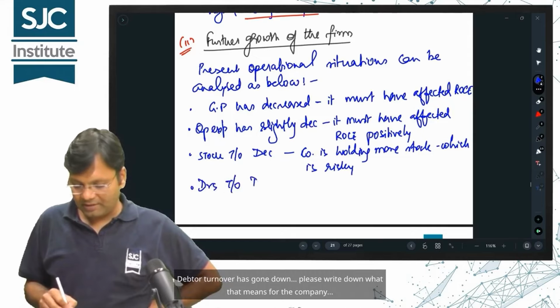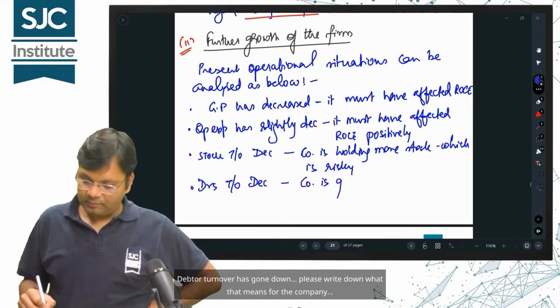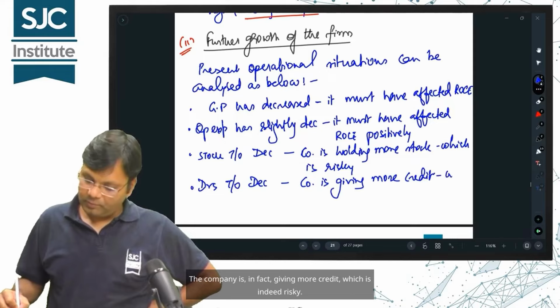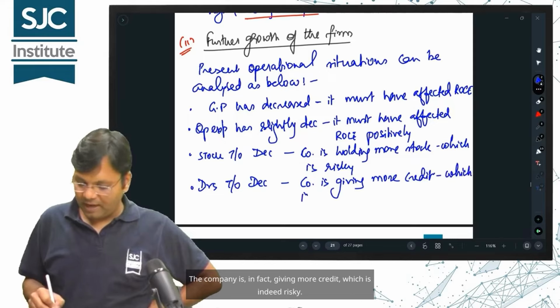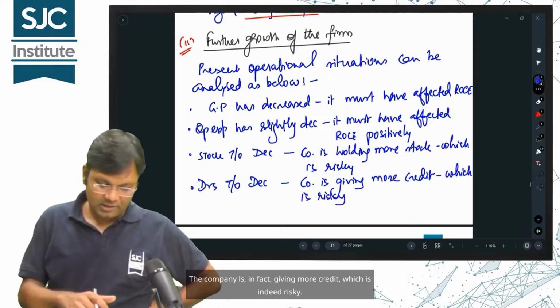Debtor turnover has gone down. Please write down what that means for the company. It is giving more credit, which is generally considered risky. The company is, in fact, giving more credit, which is indeed risky. But then it is said that the current ratio and the quick ratio are exactly the same.